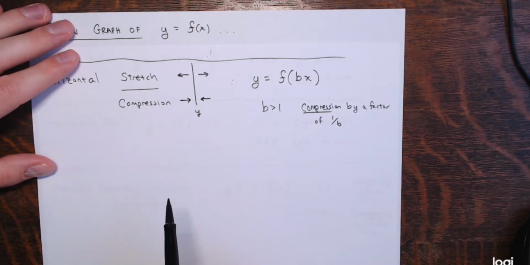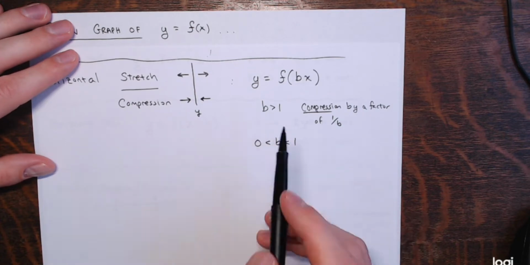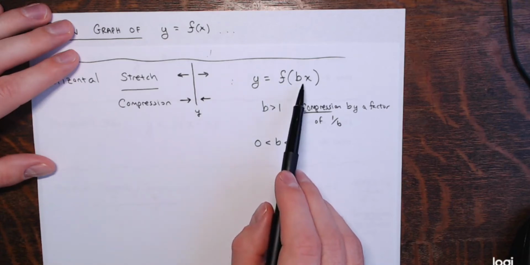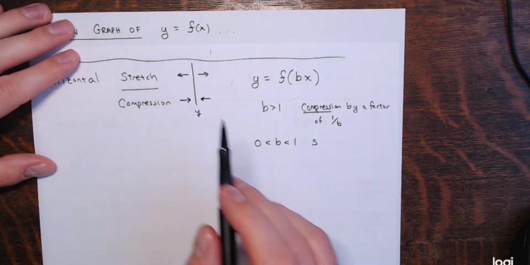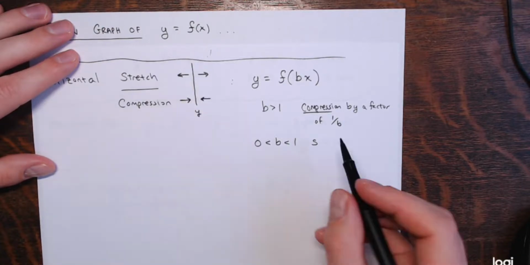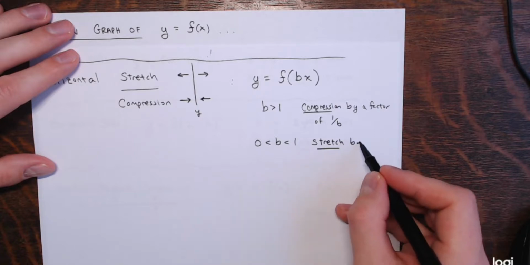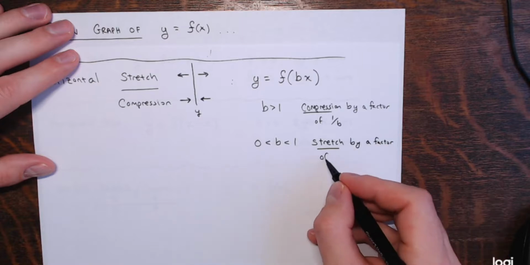And then if b is between 0 and 1, so if I replace all the x's with half x or a third x or 2/3 x, you're going to get a horizontal stretch. The distances from the y-axis will get pushed away, will get larger. You'll get a horizontal stretch, and again, by a factor of the reciprocal of b, of 1 over b.